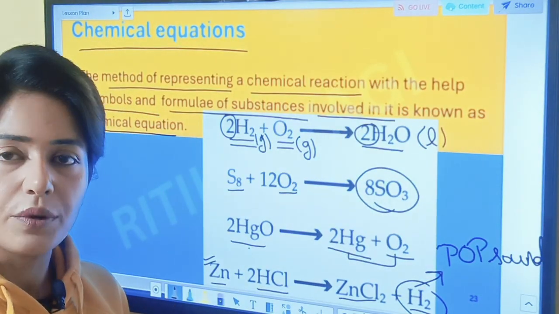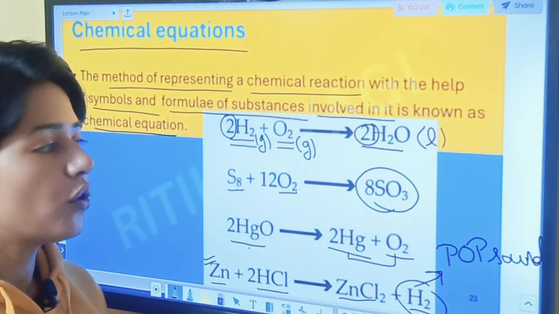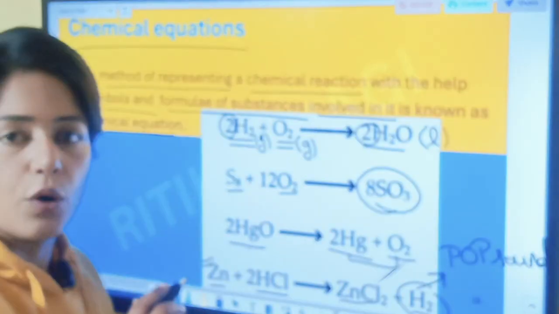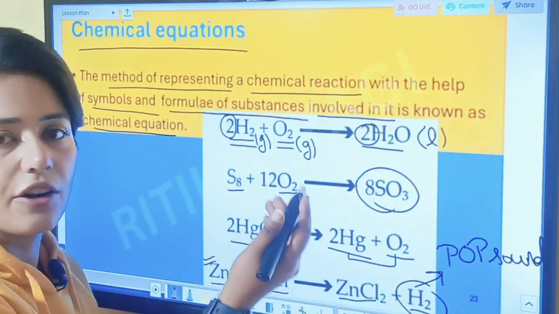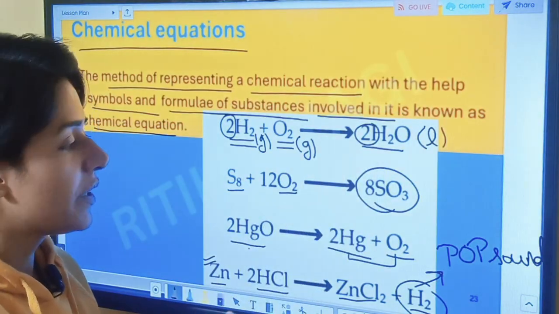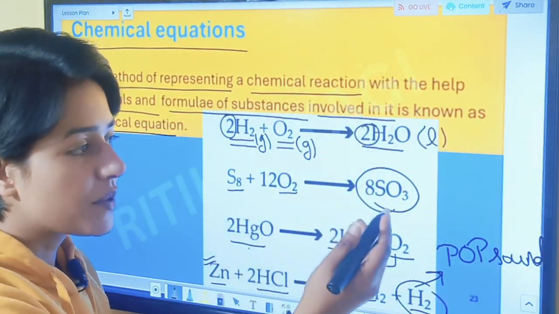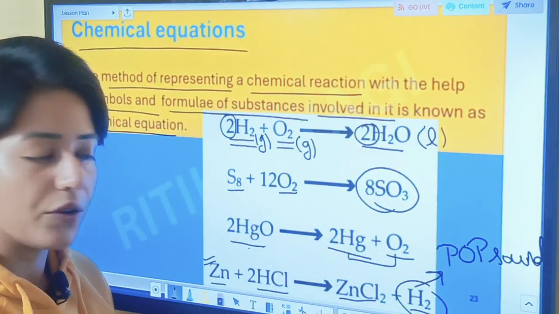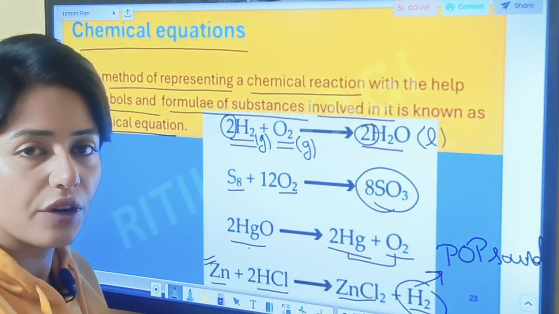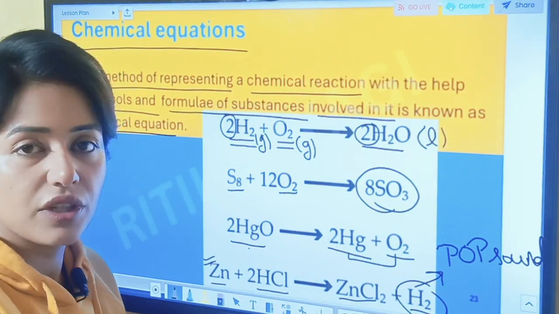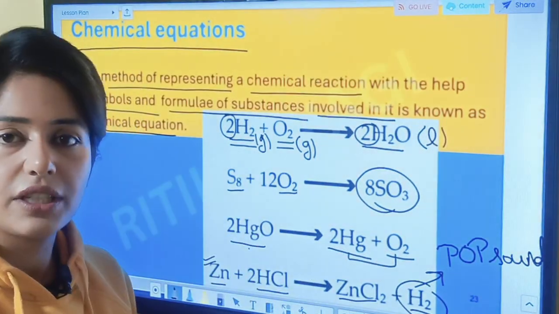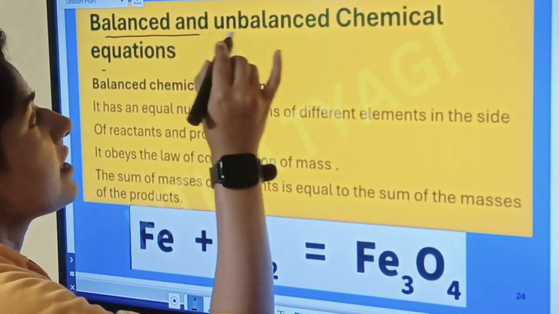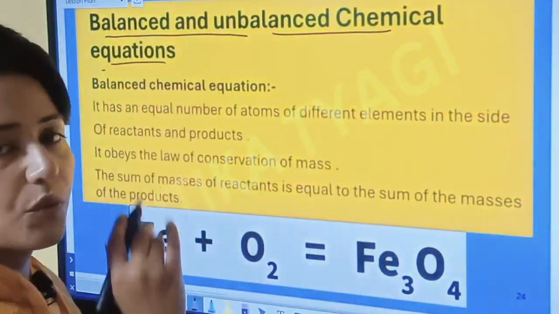So a chemical equation is a simple representation of a chemical reaction with the help of the substances' formulae which we discussed: hydrogen and oxygen react to form water, sulfur reacts with oxygen to form sulfur trioxide, mercuric oxide decomposes to form mercury and oxygen, zinc reacts with hydrochloric acid to form a salt, that is zinc chloride, releasing hydrogen gas. We are going to discuss the next topic, that is balanced and unbalanced chemical equations.